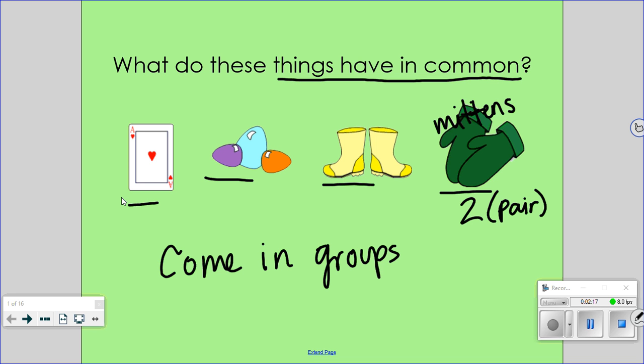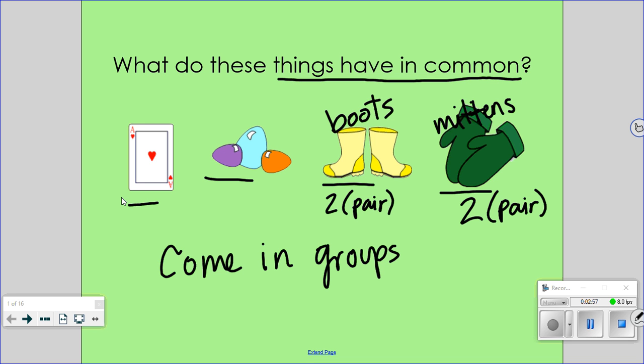Alright, let's scoot over. I got boots. Let's write that down. When you buy boots, how do they normally come? Two. AKA, that same language, a pair. So we know that mittens come in pairs. We know that boots come in pairs. Can you probably think of other things that come in groups too?